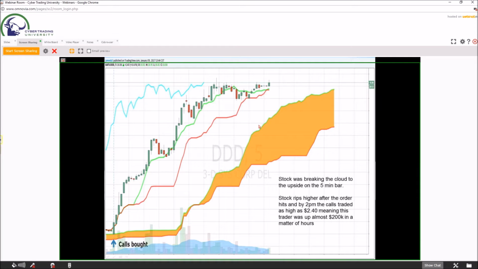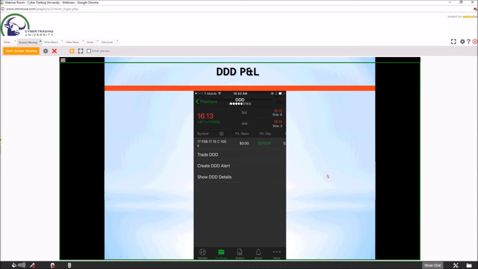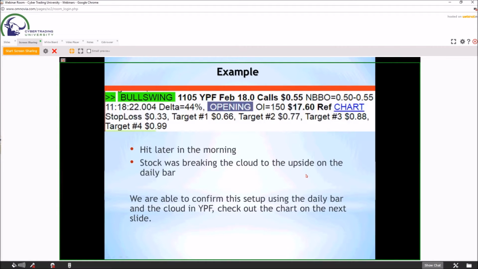Okay. So Andrew, our head trader, actually day traded these options and was able to take profit targets. In that day, he made $910 on, I think, like a 15 lot of these options. I mean, just fantastic profits that he was led into by this unusual options activity in Triple D. So another good example from this month was in YPF.